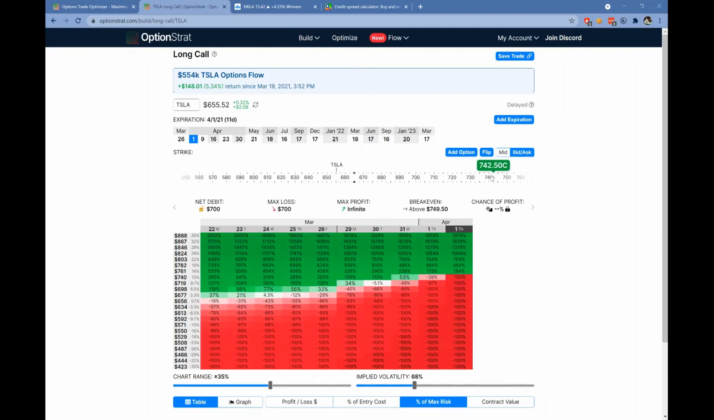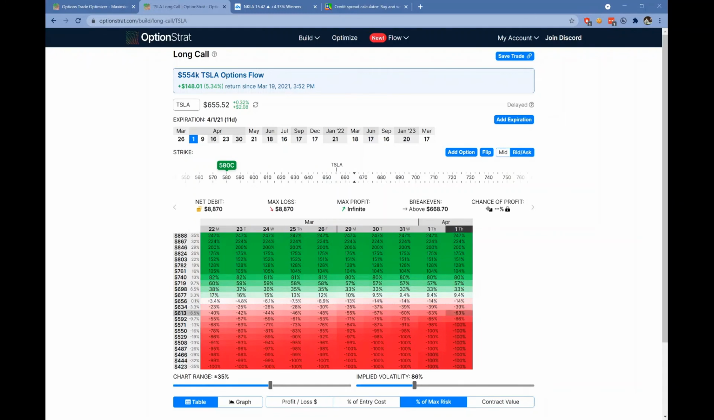Some people like to do the cheaper ones, where if it does go up 19%, you're going to make a huge return, but it has to hit that. So depending on how confident you're feeling, you can either do a really cheap one all the way on the right, or you can do a really safe one on the left and just have a leverage position.